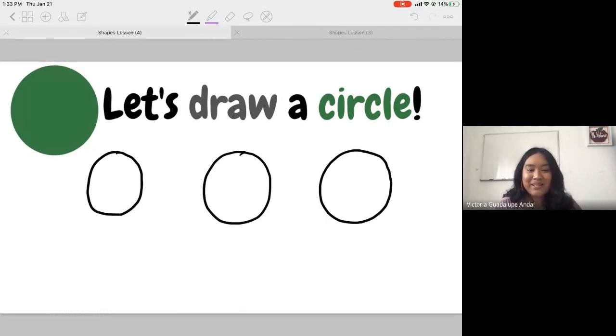You guys are doing such a great job at drawing those shapes. Does anyone have any questions? Okay, give me a thumbs up if you're ready to move on. Give me a thumbs down if you need more time. Okay, it looks like everybody is ready.